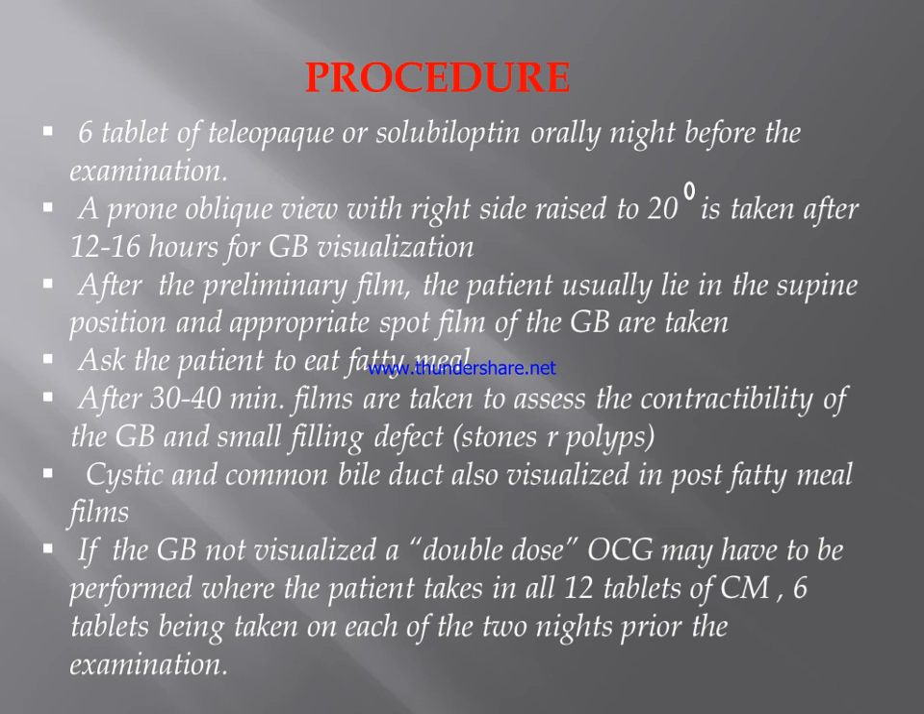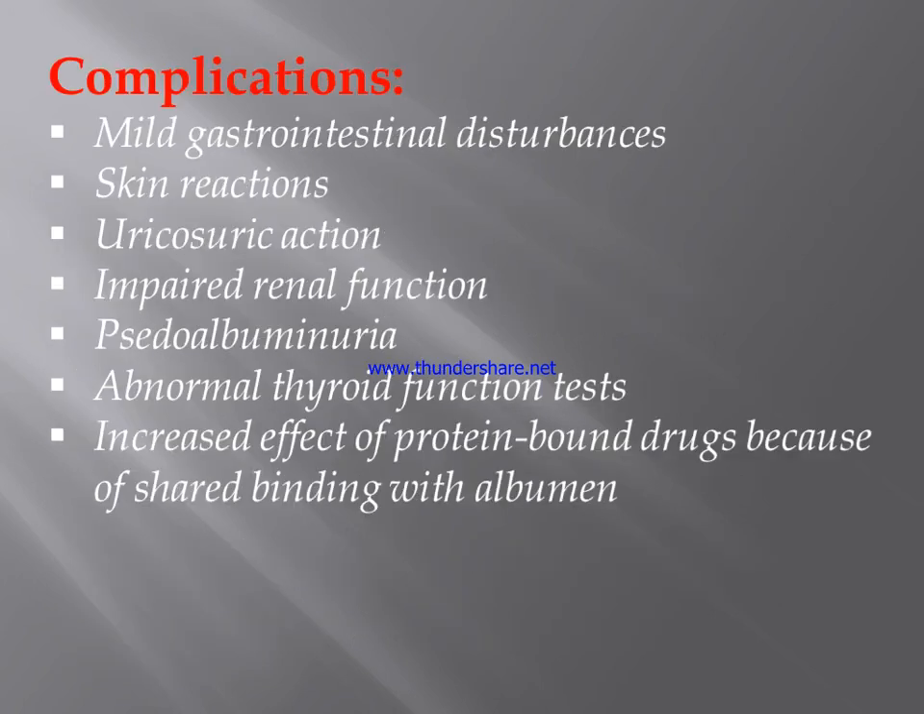In case of GB not visualized after fatty meal, then double dose OCG may have to be performed where the patient takes in all 12 tablets of contrast media, 6 tablets being taken on each of 2 nights prior to the examination.